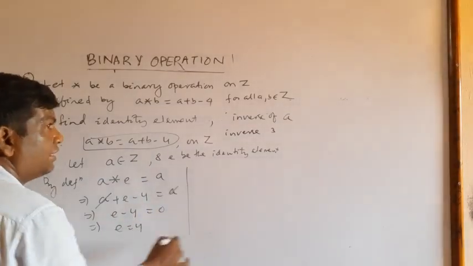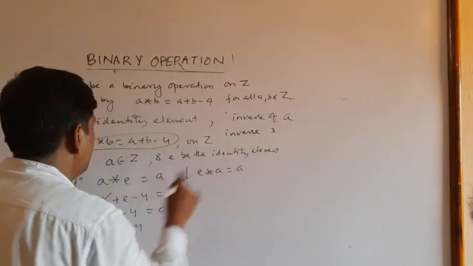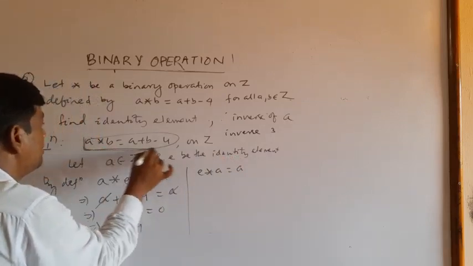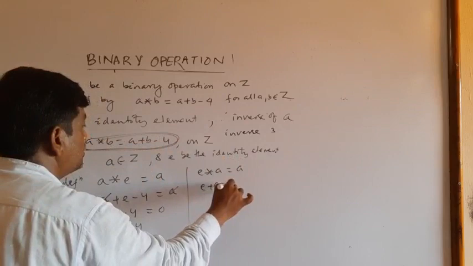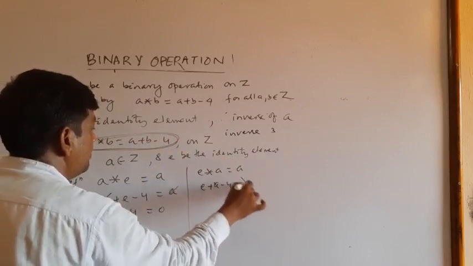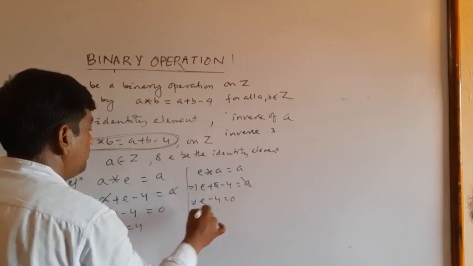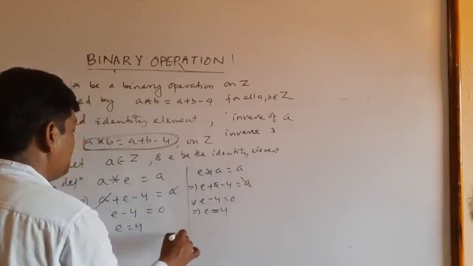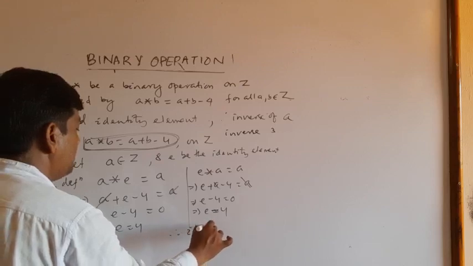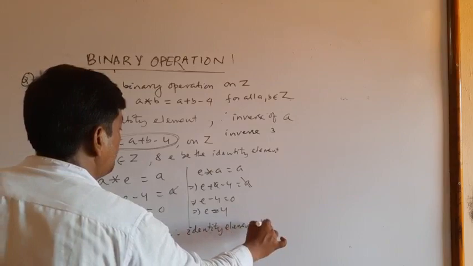Or we can write e star a is equal to a. By definition, e plus a minus 4 is equal to a, a cancels. So e minus 4 is equal to 0, or e equals 4. Therefore the identity element is equal to 4.